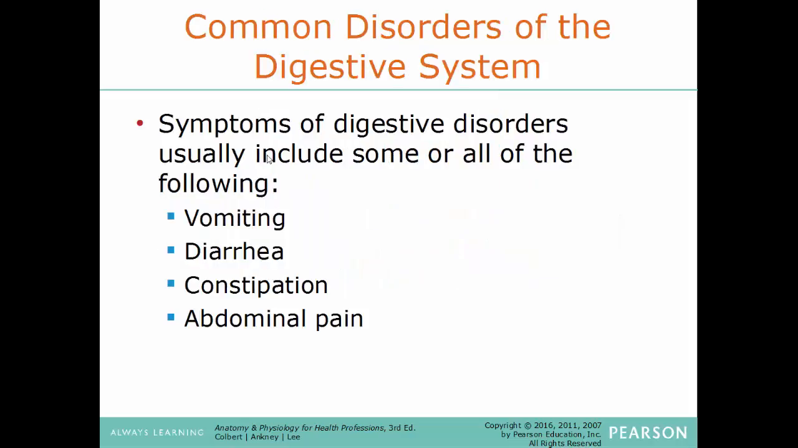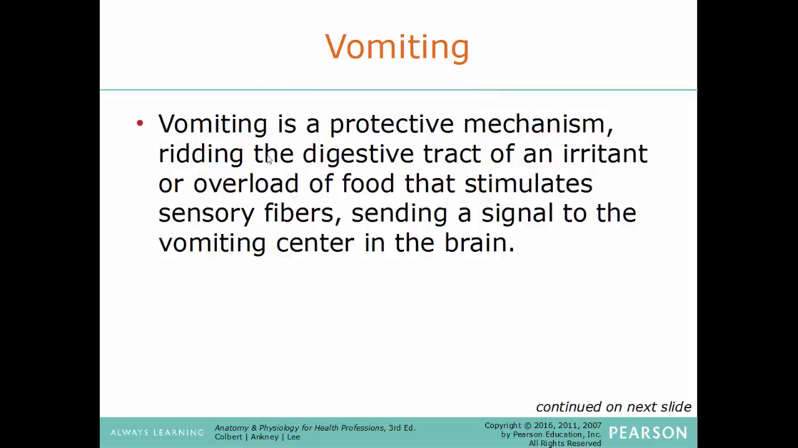All right, now we'll talk about some common disorders of the digestive system. They can include some of these. We'll talk about each of these in order. Vomiting, diarrhea, constipation, abdominal pain. See, the first one, vomiting.